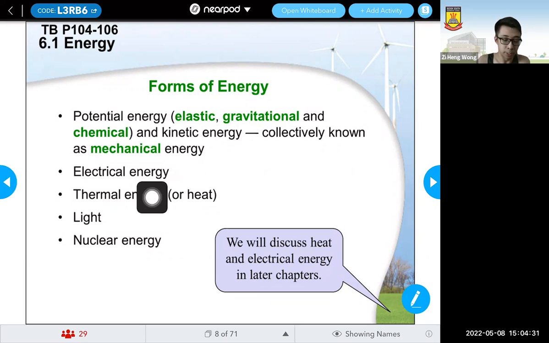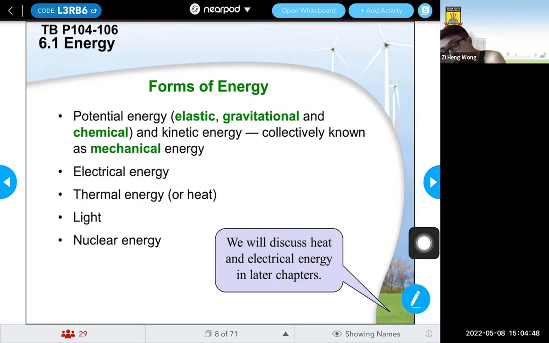Then there's electrical energy, thermal energy, or heat. Heat is actually thermal energy when it's being transferred from one body to another. We call it heat. On its own, you say that it's called thermal energy. Then there's light energy, nuclear energy, sound energy and so on. So there are many different forms of energy.